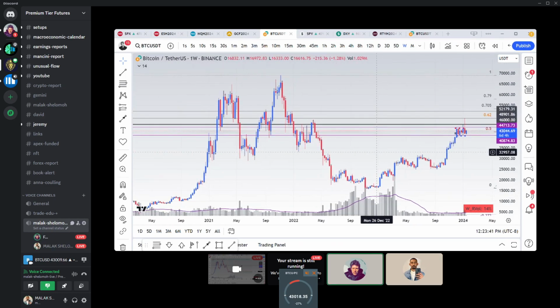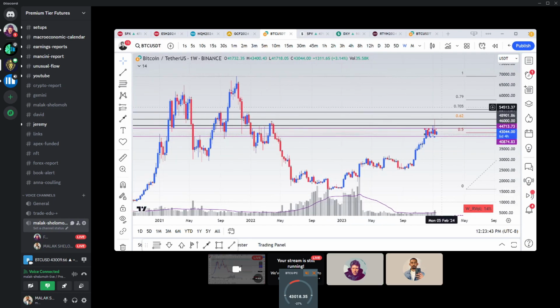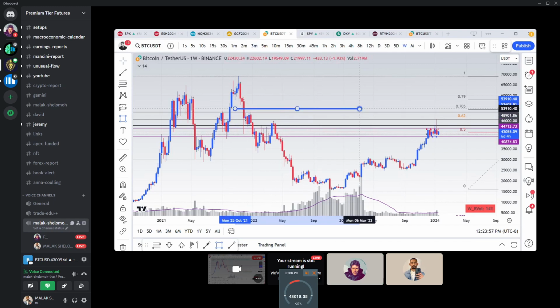So still looking at the weekly here, I'm going to run an FVG from basically this bottom wick to this top wick right here. That's an order block.